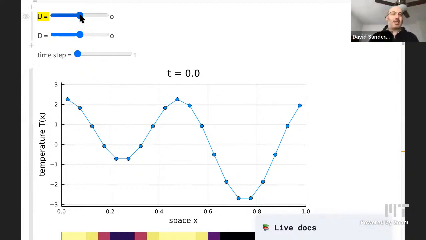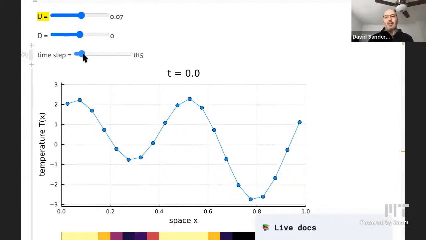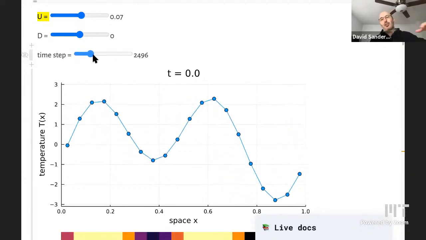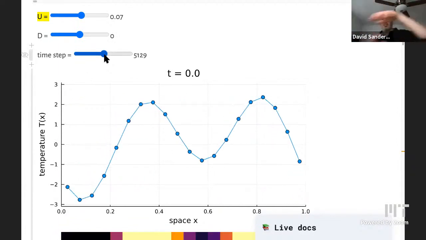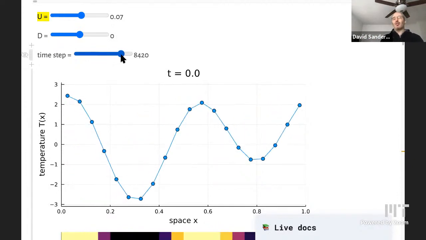So let's look at that. Capital U here is the velocity of movement of this river. And as I move along, you see that this temperature profile just shifts along with the movement of the river. The river is going to the right, and the temperature profile is also moving to the right. Of course, you could do this by just redrawing the temperature profile at different positions.